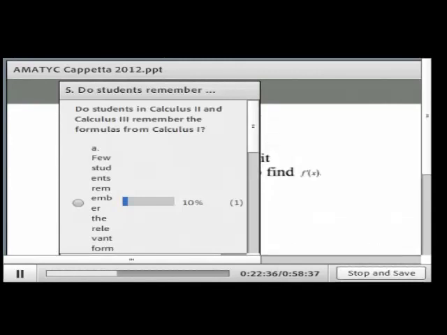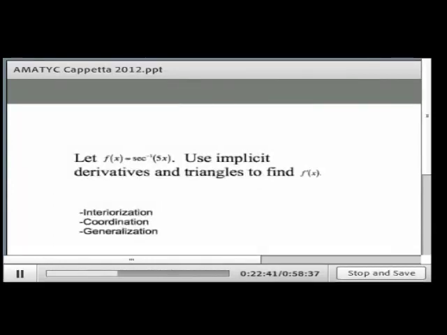All right, moving on to our next slide. Here's our question: we want to take the inverse secant of 5x. There's a formula that students memorize. Most people have students memorize a formula to find the derivative of inverse secant. I argue that memorization is not the way to go here. I argue that you can use implicit derivatives and triangles to find that derivative.